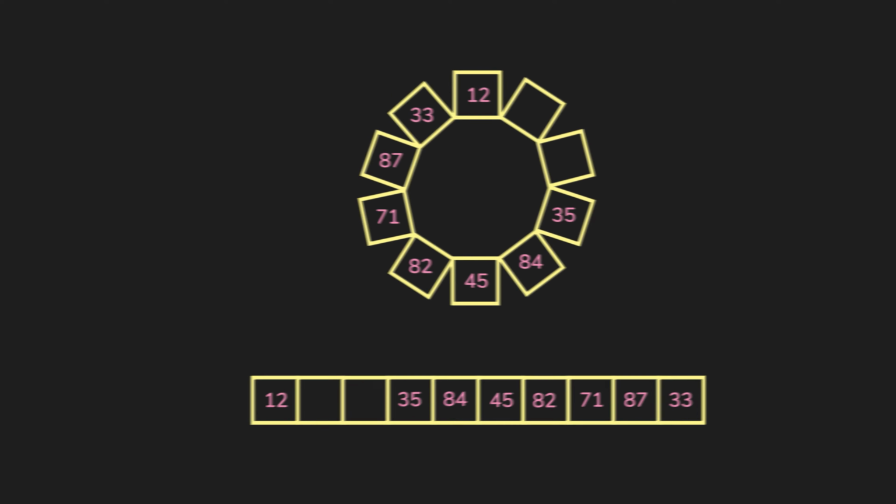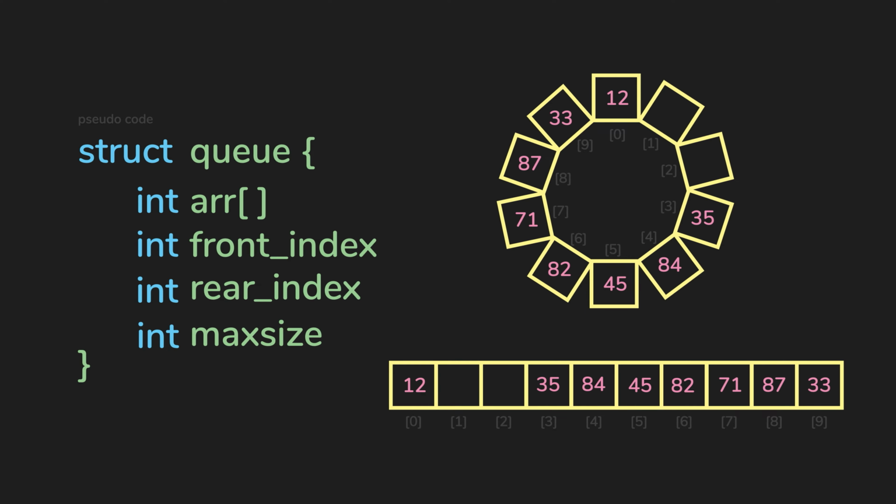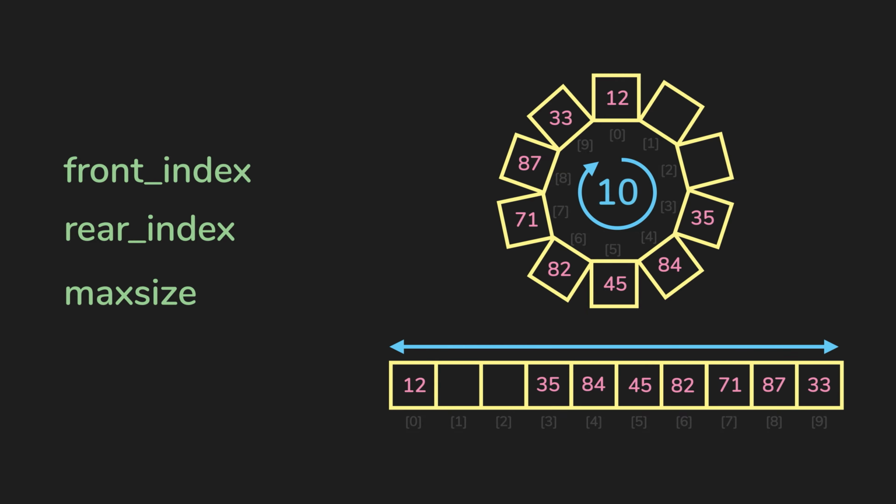Here's another hint. If we want to implement this circular array, we need to keep track of the array index of the front and the rear. So we need them in the queue structure. And of course, we will also have to include the max size as well.